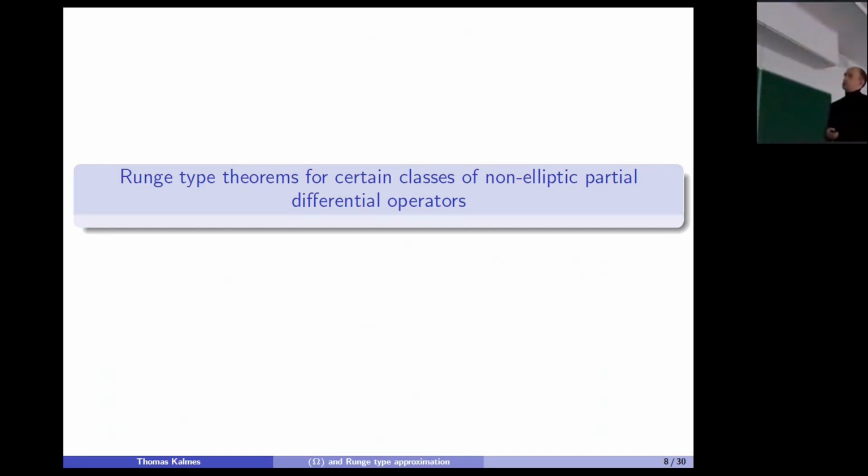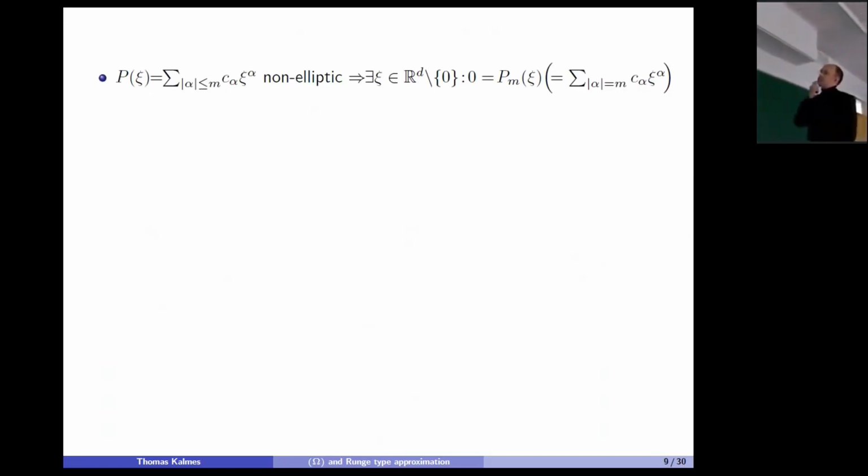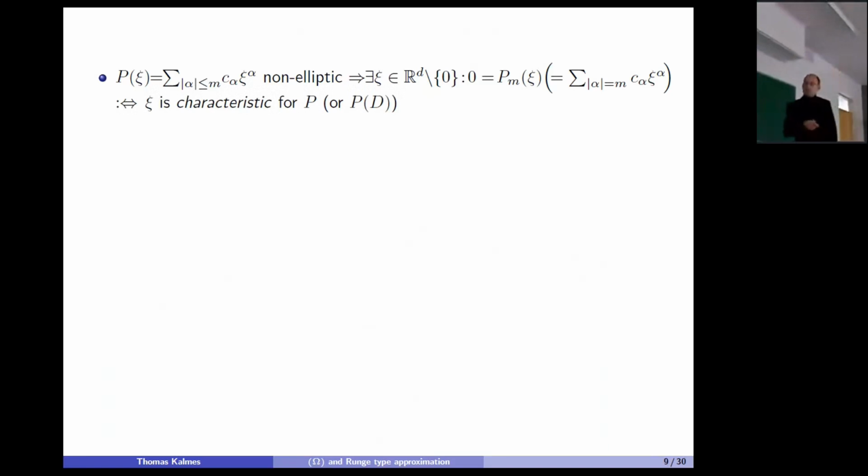Okay, let's start with Runge type approximation theorems for non-elliptic partial differential operators. So recall that our polynomial p giving the differential operator is not elliptic if there is some non-zero vector in R^d, which is a zero of the principal part of our polynomial. So this principal part is homogeneous of degree m. Okay, such a vector is called a characteristic vector for the polynomial p or for the differential operator.